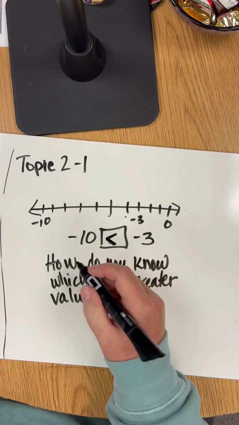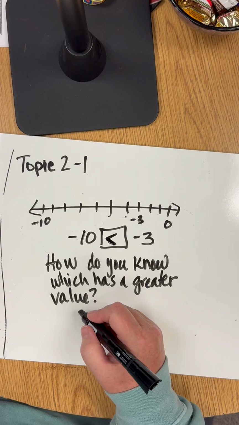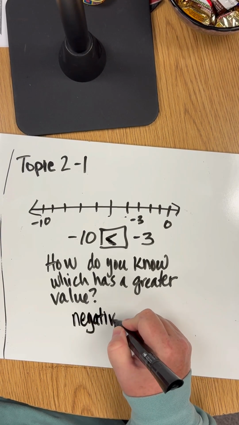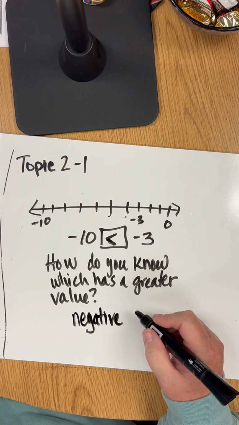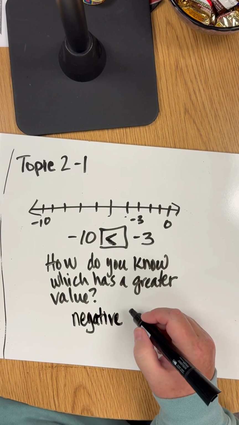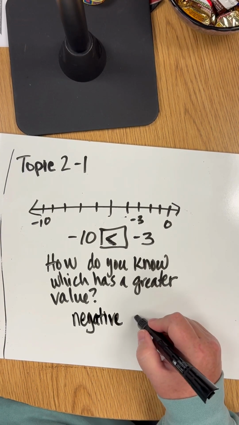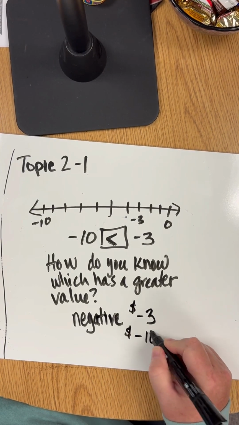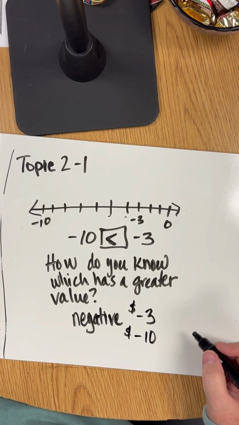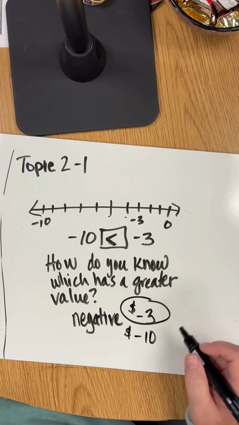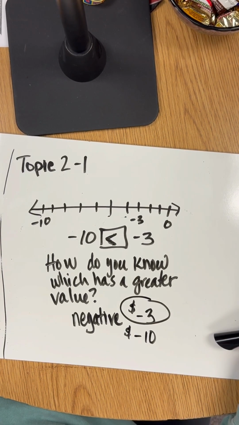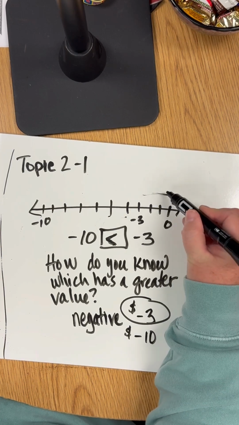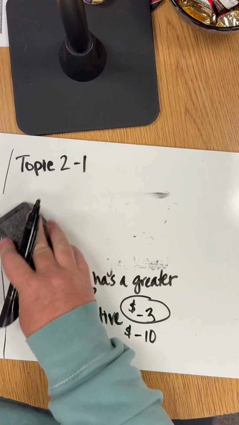And so I always think of the negative numbers as if I owed money to my, well, sometimes now it's my own kids. So if I owe negative $3 and I owe negative $10, which one is going to be easier to pay off? And it would be that one. Okay, so when we think of negative numbers, we're going to go with which one is closest to the 0. All right.